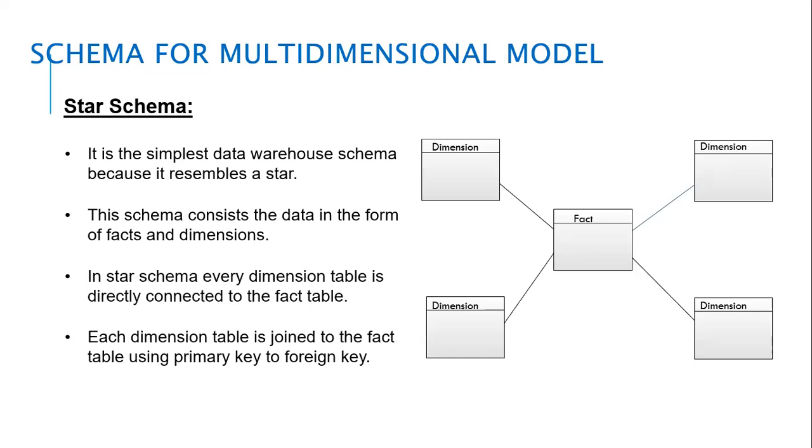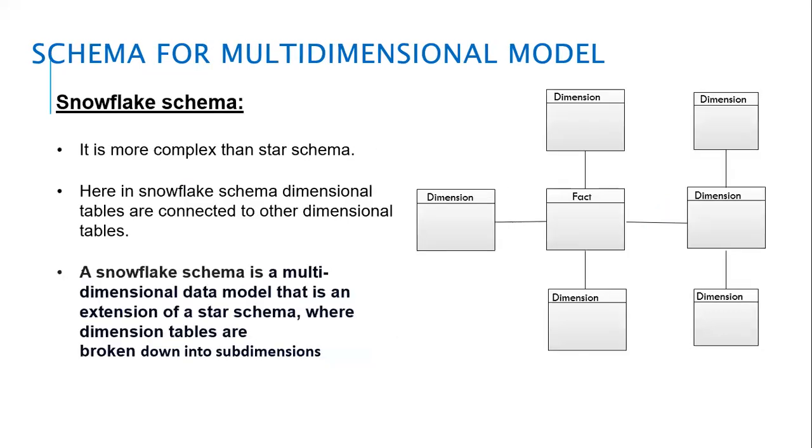Okay, so a star schema is a central fact table surrounded by the dimension tables. Coming back to the snowflake schema, it is more complex than the star schema. Why? Because there will be sub dimensions connected. In a snowflake schema, dimension tables are connected to other dimension tables. It is a multidimensional data model that is an extension of the star schema, where dimension tables are broken down into sub-dimensions. We have this fact table surrounded by the dimension tables, which we have already seen in the star schema itself.